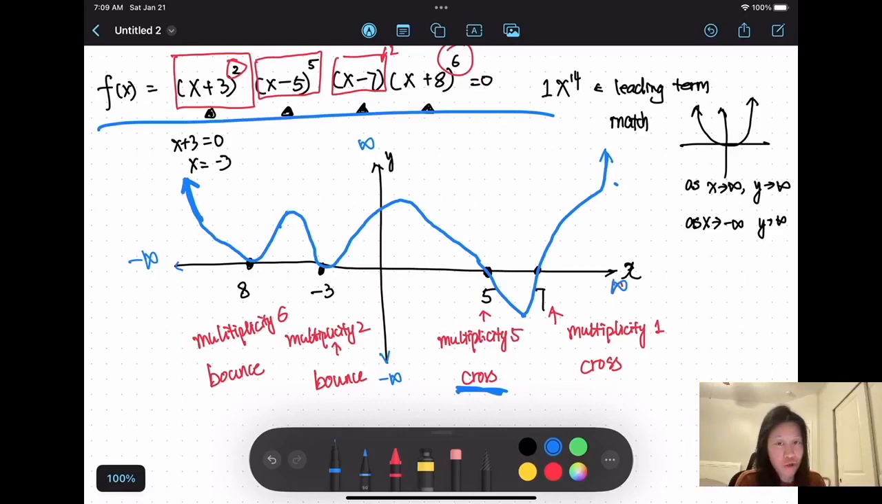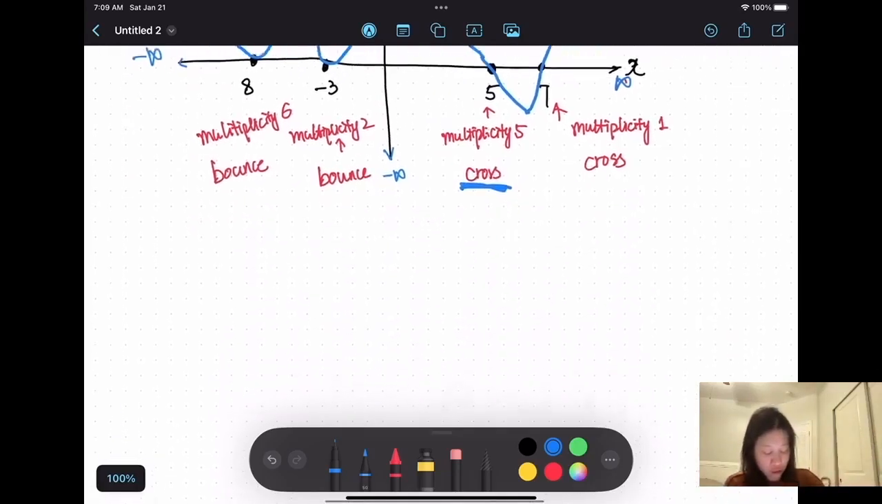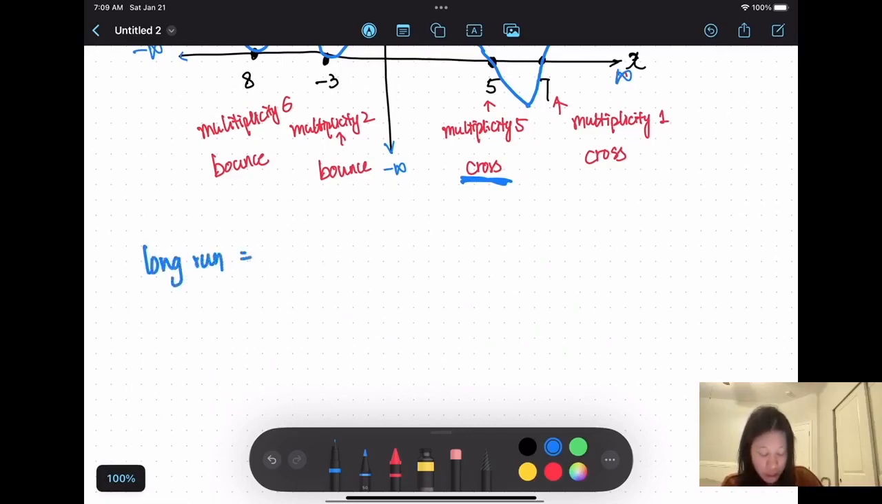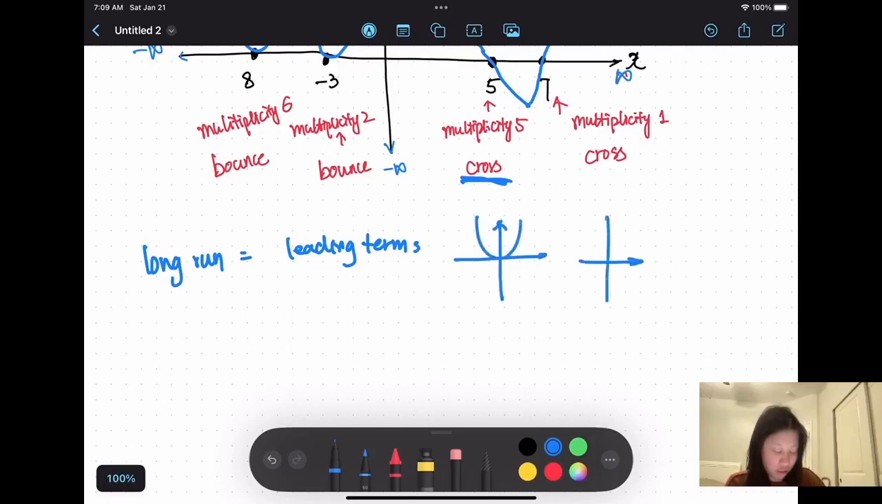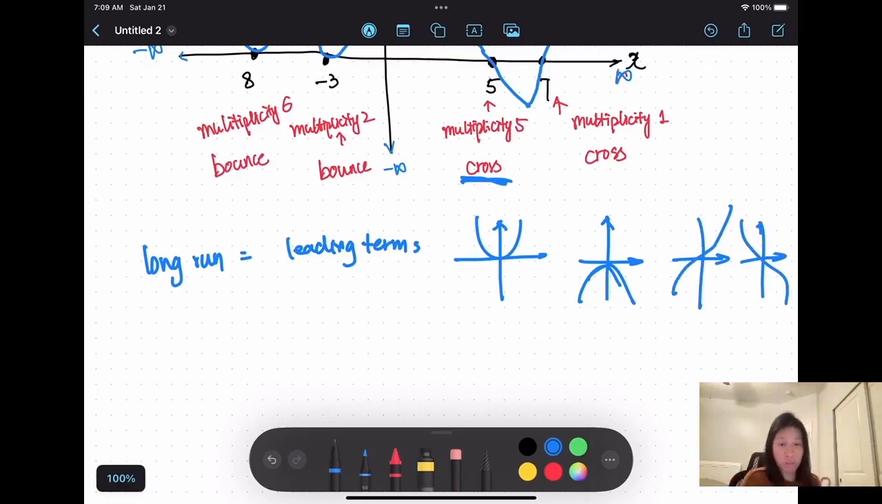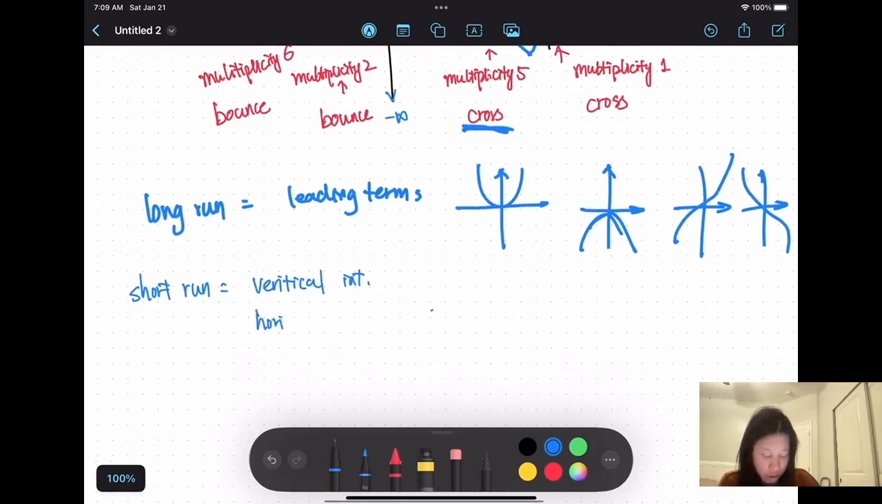So let me recap this. To draw a polynomial, what we need to do is investigate the long run behavior and the short run behavior. For long run behavior, it's determined by the leading term. They have either like this or this, only four possibilities, because they're going to match the long run behavior of the power function. And then we also have the short run behavior, which is the vertical intercept, the y-intercept, and the horizontal intercept, which is the x-intercept, the roots of the function, and the zeros of the function. Under the horizontal intercept, we also have what? The multiplicity.